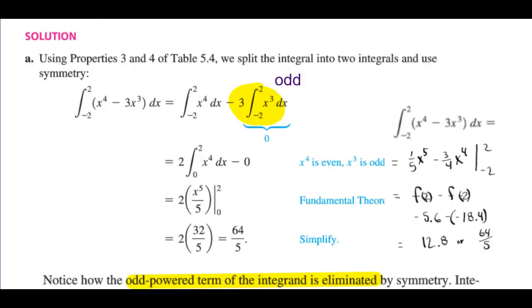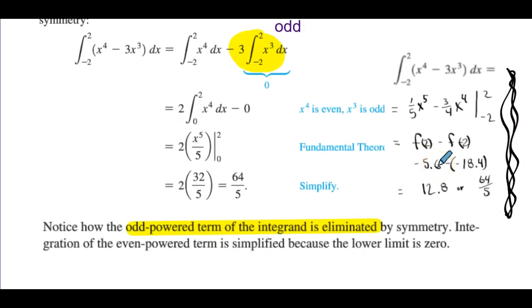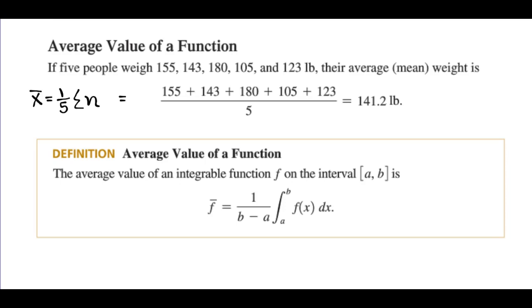So that's using even and odd functions. Again, you could go through this whole thing, but I'll count the answer wrong if you don't use symmetry. I'm not really interested in that method. And then there's part B. So halfway through, we're done with even and odd functions.